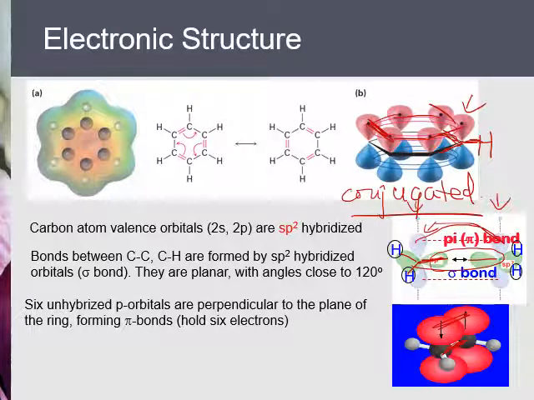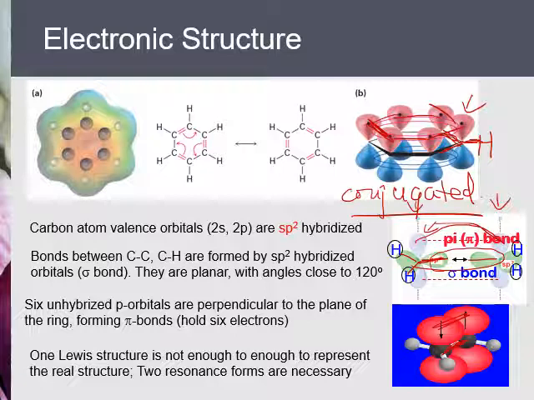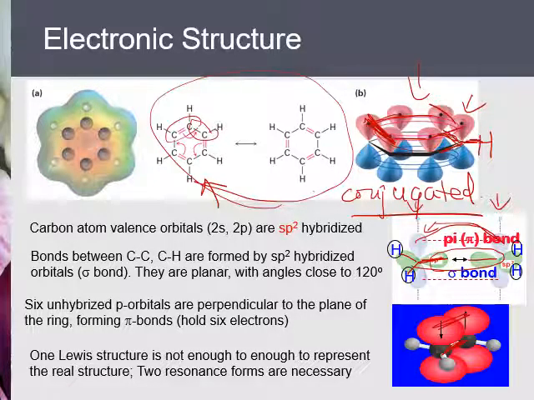Now for this kind of structure, you cannot use one Lewis dot structure to represent it, because one resonance Lewis dot structure tells you that you have a double bond, but another a single bond. But in the real structure, all these p orbitals are connected. It's not one double bond and one single bond. They are all connected. Therefore, we need two resonance structures to represent this real structure.